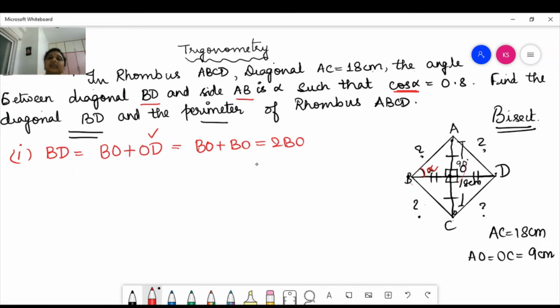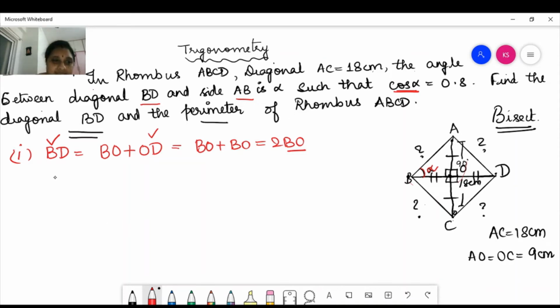Instead, repeated addition is multiplication, so we can multiply the BO measure by 2. Correct? Okay, so that's what we are going to do now. To find BD, we are going to find BO and multiply it by 2. So now, how to find BO?